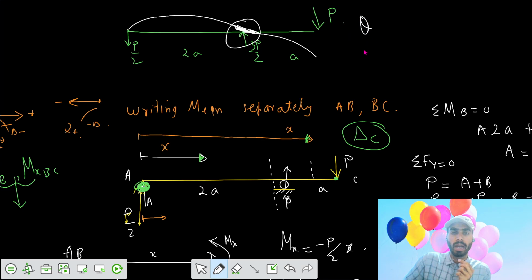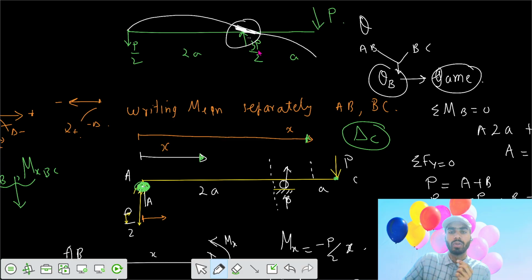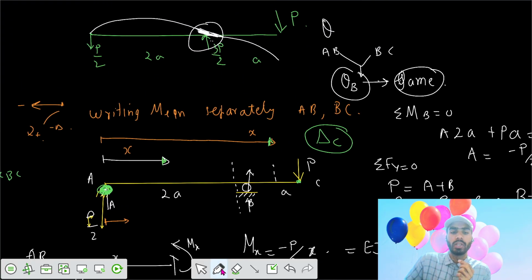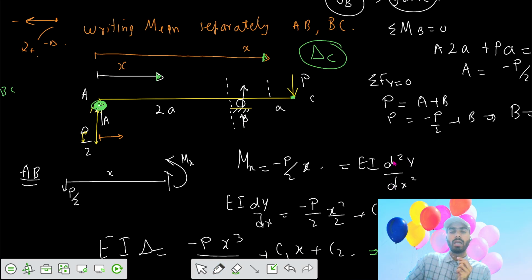Theta for both spans is the same because span AB and span BC are linked by point B, and we have that boundary condition that theta at B should be the same in both the spans. So if you want to connect that, what is the condition for this point, what is the value of C1 and C2 at this point?